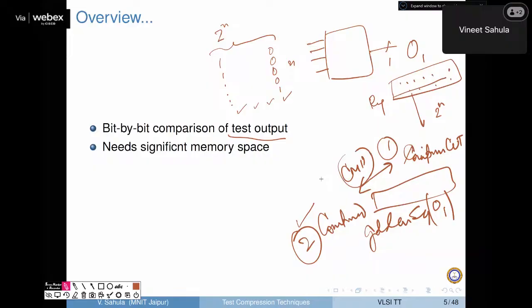So what I mean to say here is, I'm trying to compress output sequence, where I just presume for a moment for simplicity that output is only 1 bit, and I have sequence of 2 to the power n such outputs, right?